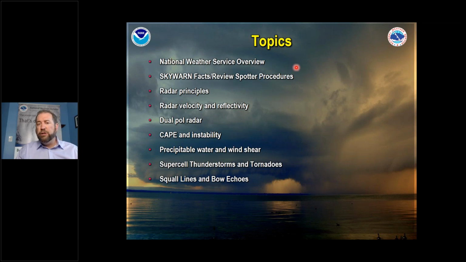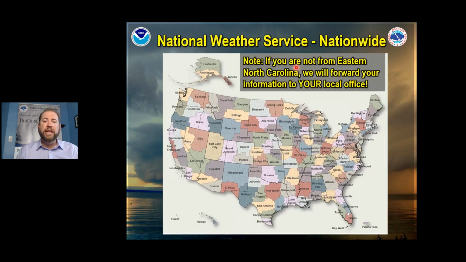So similar to the basic class, a quick overview on the Weather Service, a really quick overview of spotter procedures, because most of us have been through this. Then this is what separates us from the basic class. We're going to go over radar principles. We're going to talk about things like dual pole radar, precipitable water, some techniques we use in severe weather forecasting. And then we'll talk about supercells and squall lines. And we did that in the basic class, but we're going to take it a step further in terms of what we're doing with the education of that.